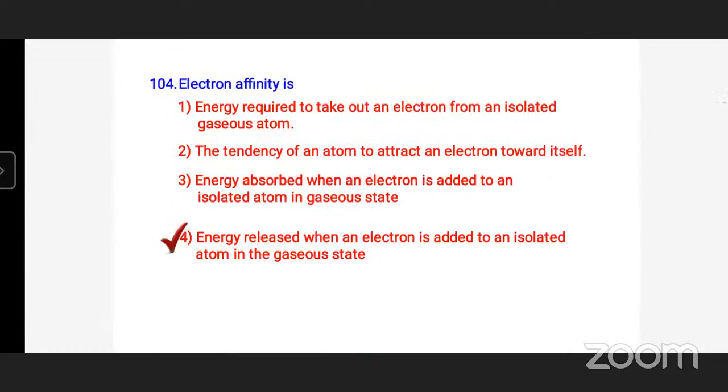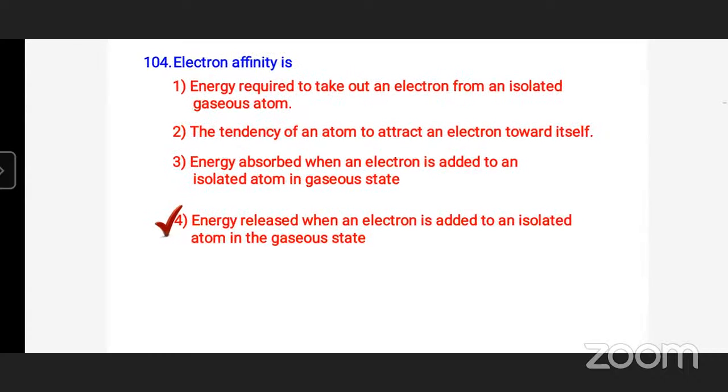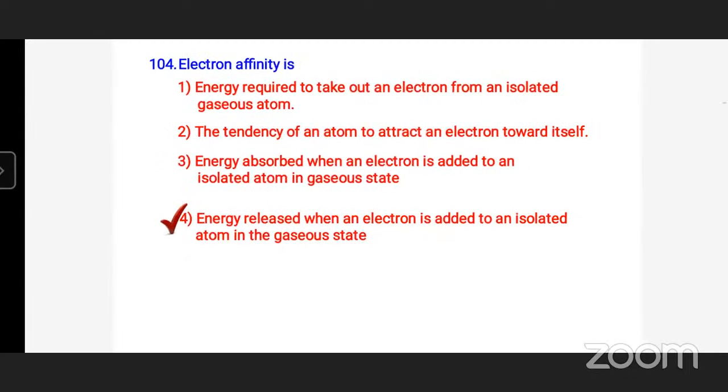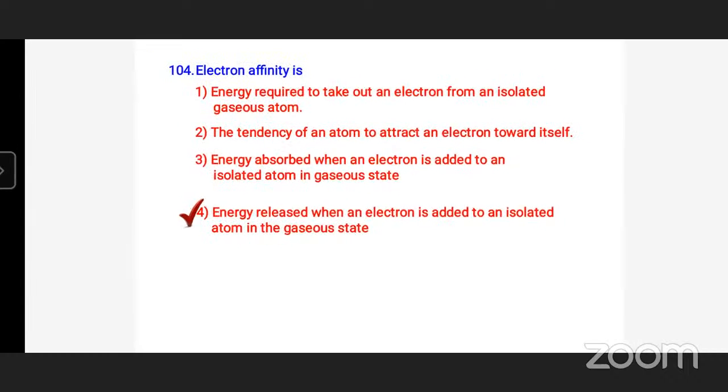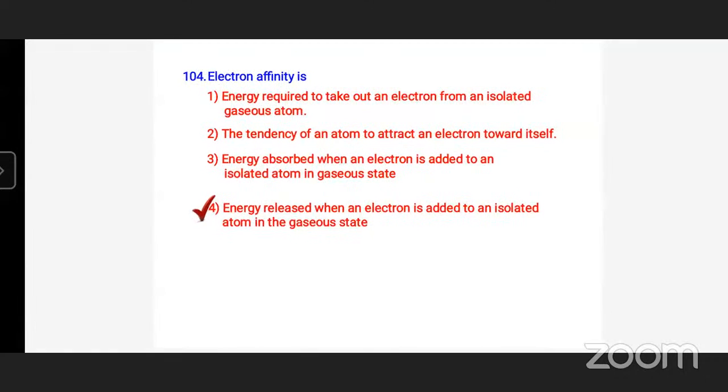Okay. Then next, what is electron affinity? Number one, first option, energy required to take out an electron from an isolated gaseous atom. Second option, the tendency of an atom to attract an electron toward itself. Third option, energy absorbed when an electron is added to an isolated atom in gaseous state. Fourth, energy released when an electron is added to an isolated atom in gaseous state.